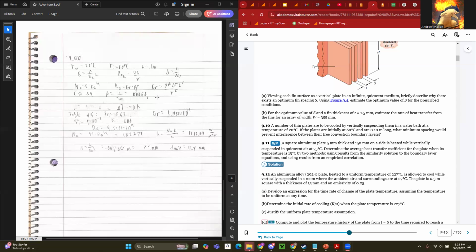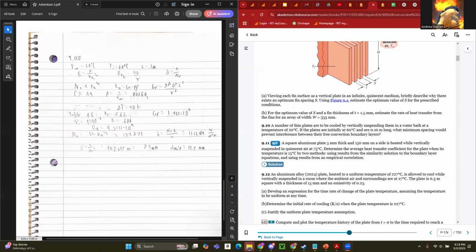Plugging in all the known values, the Grashof number is equal to 1.437 times 10 to the 9. So very large number. Plugging that into the Rayleigh number alongside the Prandtl number gives us 9.5153 times 10 to the 9. However, once we put that into the Nusselt number, since it's to the power of 1/4, it gets dramatically reduced so that we have a Nusselt number of 184.271. It's dimensionless. That's just how the Nusselt number is.